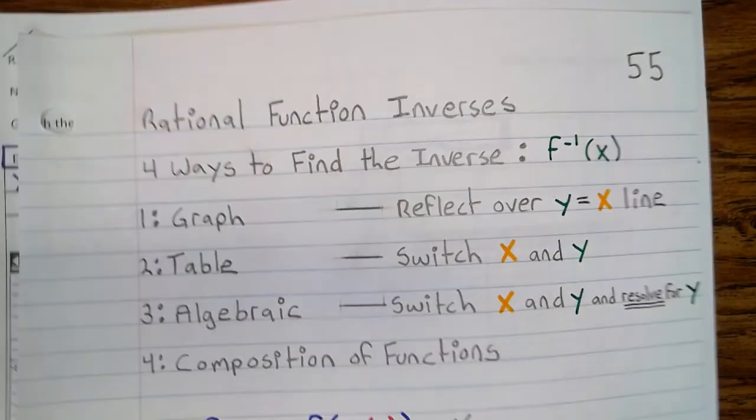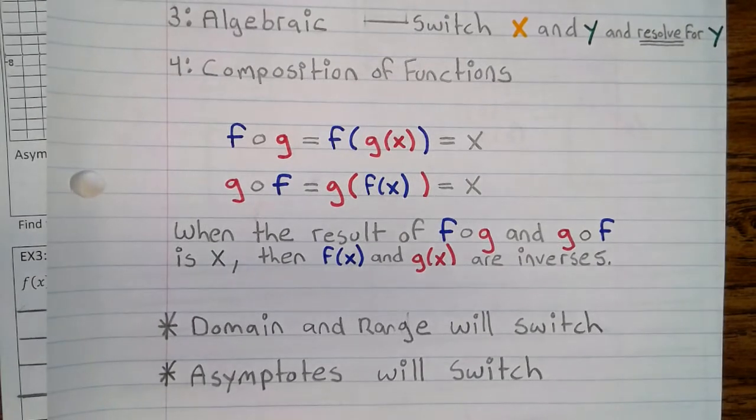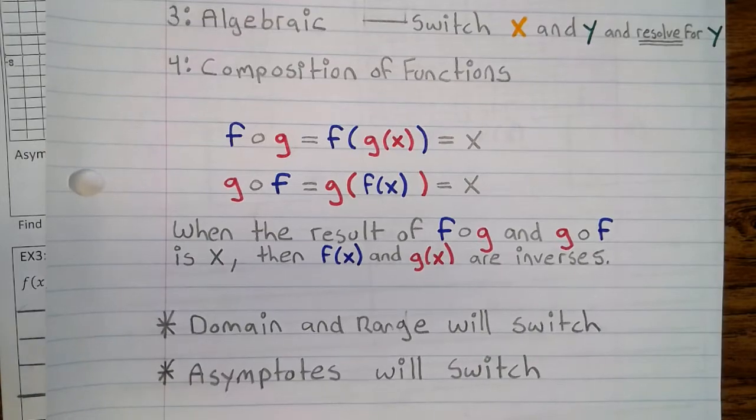All right, the 4th way, composition of functions. When the result of f of g and g of f is x, then f of x and g of x are inverses. Domain and range will switch, and in rational functions, the asymptotes will switch. All right, would update your notes. All right, now your notes are updated.